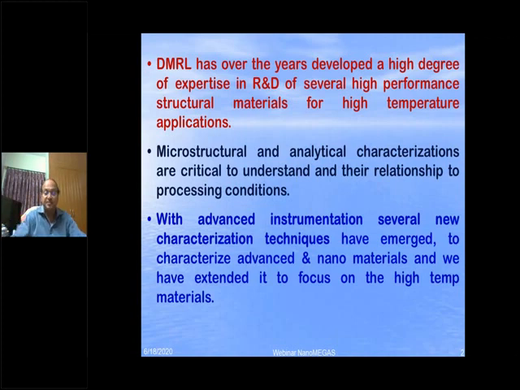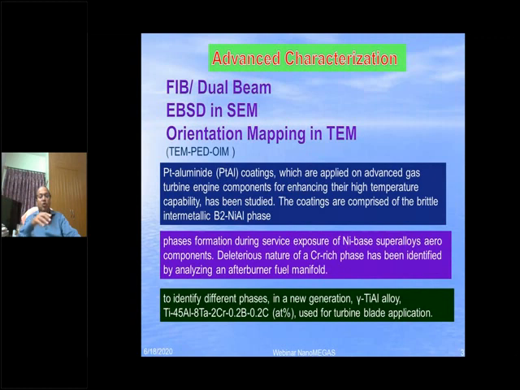I will be talking about the advanced techniques: how we use the focused ion beam, called dual beam, and how we use electron backscatter diffraction, which is in ACOM. EBSD is a common technique, but nowadays people are not able to get the details. So the next step in the ladder of advanced characterization is orientation mapping using TEM.